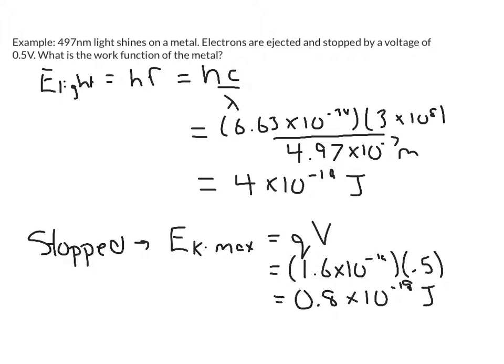So really what we've just figured out is that if we shine the light, it arrives with an energy of 4 times 10 to the negative 19. That's enough energy to kick out electrons, but the electrons only leave with 0.8 times 10 to the negative 19 joules of energy. If we think about Planck's original equation, the maximum kinetic energy of those electrons is the difference between the energy of the light and the work function.